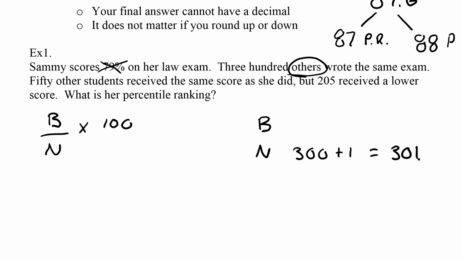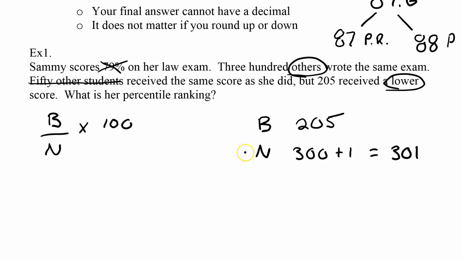Now you really have to watch the wording. Sometimes the question will just simply say 300 people wrote the exam. Sometimes, like in this case, it'll be 300 plus 1. 50 other students received the same mark as she did. So do we care how many people also got 79%? No, we don't. So I'm going to cross that out as well. 205 received a lower score. So if you are lower, then you are below Sammy. So my B becomes 205.